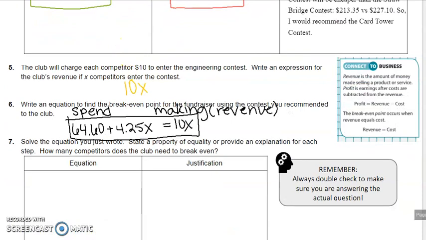Okay, so we were spending this $64.60 plus $4.25 per person, according to the information we talked about above. And then we're making this $10 per person for the people coming into the competition. Break even, again, means to set them equal. So I just made a simple equation and set these two pieces of information equal to each other.